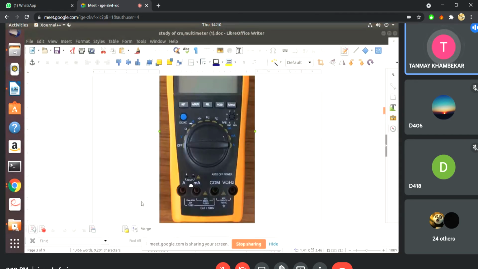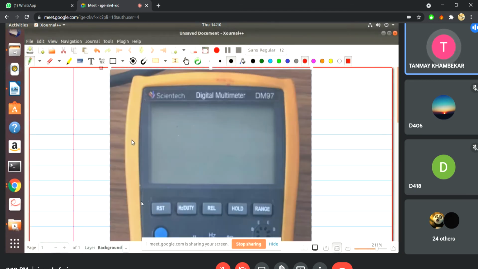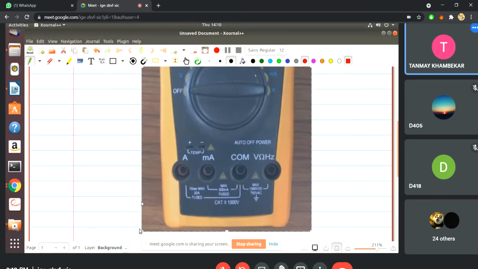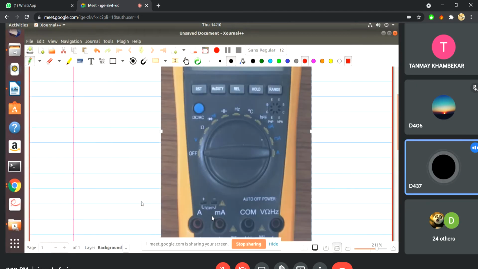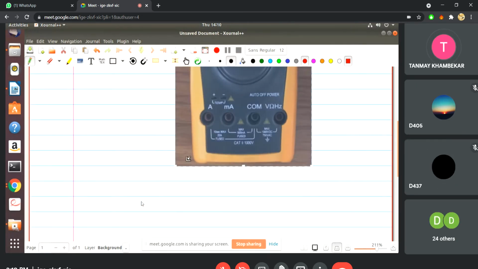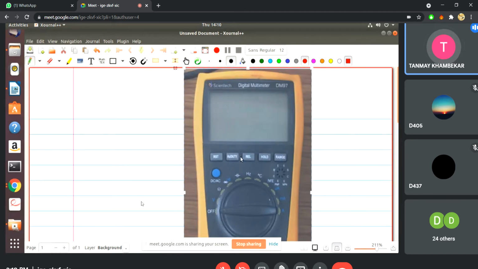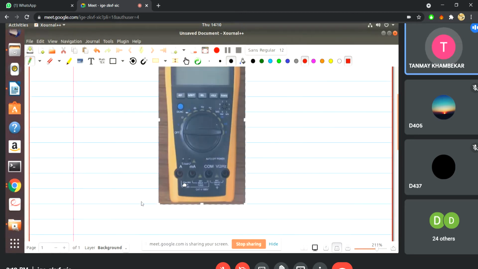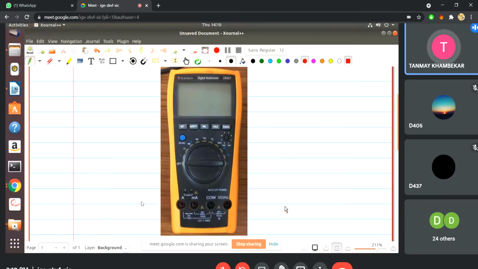Okay, so we will start with the very first one. So this is digital multimeter. So what is the role of digital multimeter? Why do we use digital multimeter in the lab? To measure voltage and current. Not to calculate, we use it to measure. So we measure voltage and current with the help of this digital multimeter.